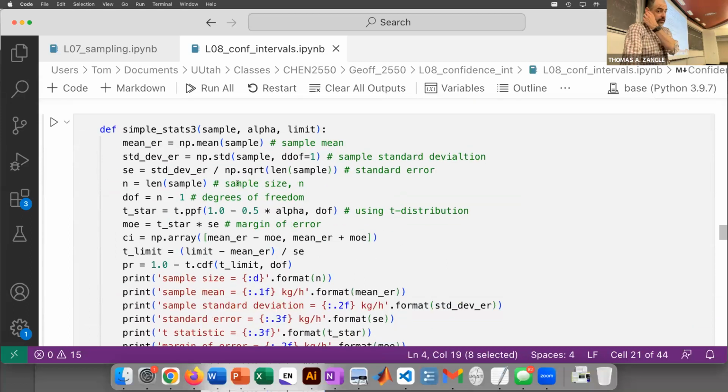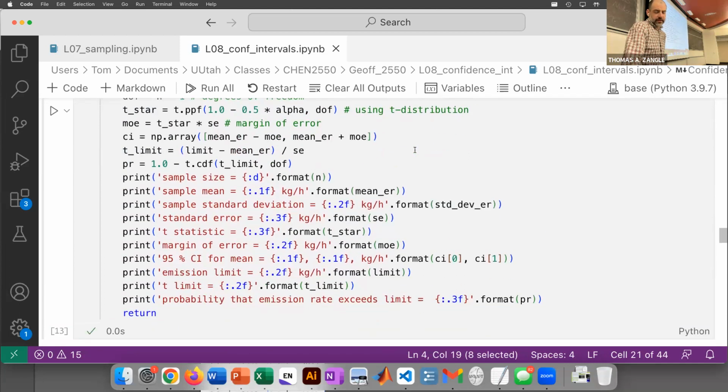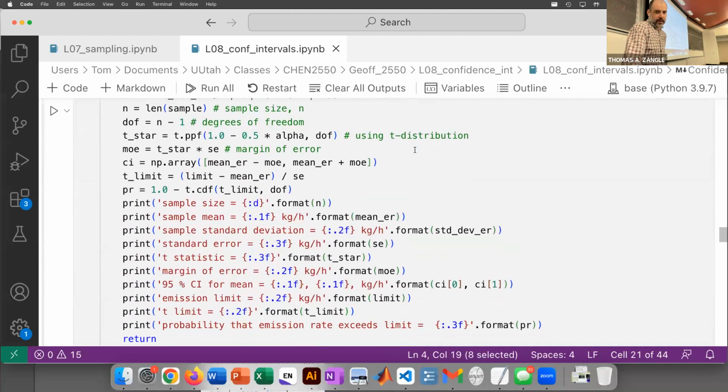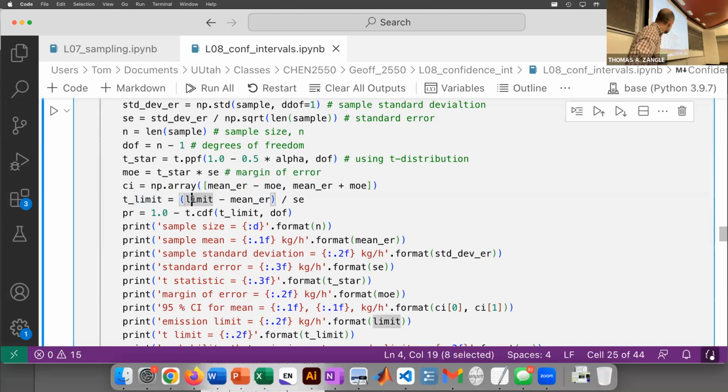So this is computed here. We're using more or less the same range of calculations here, but now we've added in this estimate of the t statistic. So this t limit is telling us the t statistic based on the observed sample mean, the observed sample standard error, and that limit number, so that 75 grams per hour number.